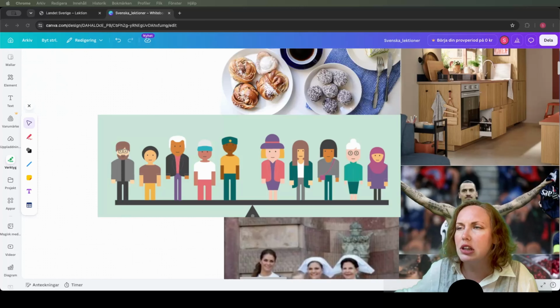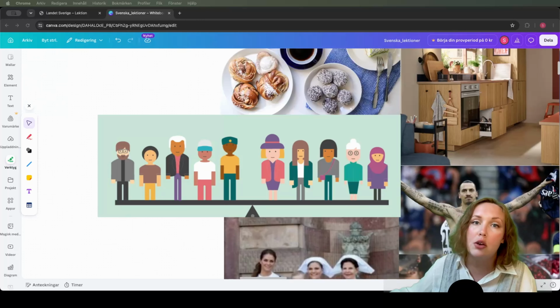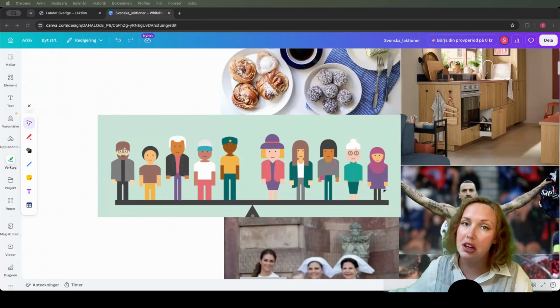Jämlikhet literally means equality in Swedish. And while equality is not a Swedish concept at all, it still is very popular in Scandinavian countries. Many Nordic countries, Sweden, Denmark, Norway, Finland, and Iceland, all take pride in having quite equal societies.